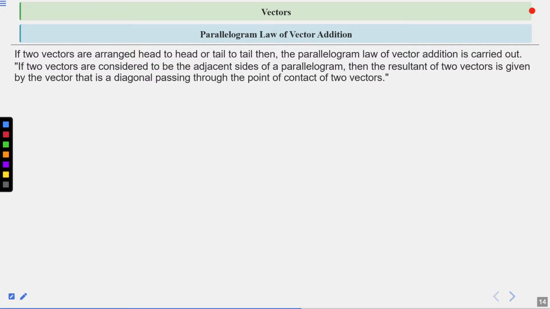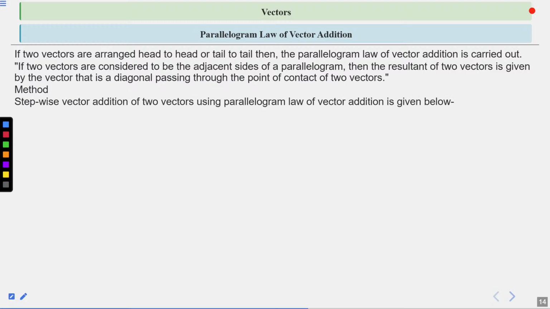if two vectors are considered to be the adjacent sides of a parallelogram, then the resultant of the two vectors is given by the vector that is the diagonal passing through the point of contact of the two vectors. We will learn the parallelogram law of addition of vectors step by step using this method. Step by step addition of two vectors using the parallelogram law of vector addition is given below.